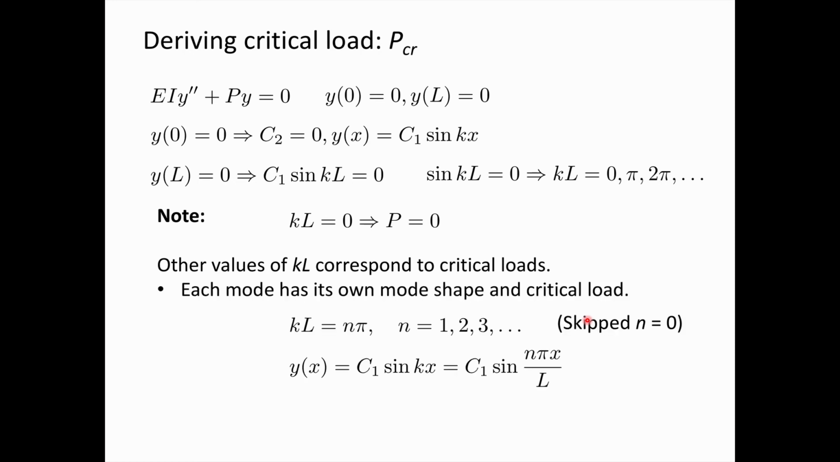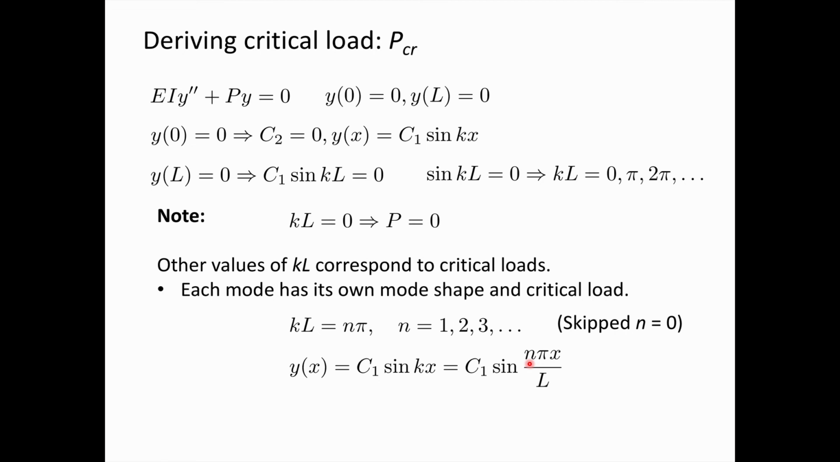So each of these modes has its own mode shape and its own critical load. And we can define this with this mode number n equals 1, 2, 3, and so on. So here we've skipped the case n equals 0, where the load is equal to 0. And we can define this more generally: this curve y of x that describes the deflected shape of the column is going to be equal to this formula. And if L is fixed, and we change n to be different positive integers, that's going to change what the shape of this deflected column is.